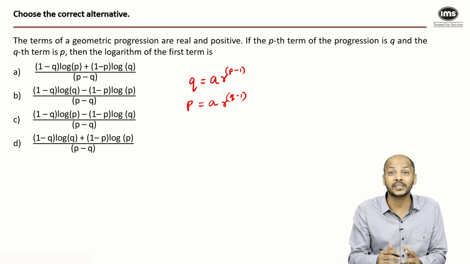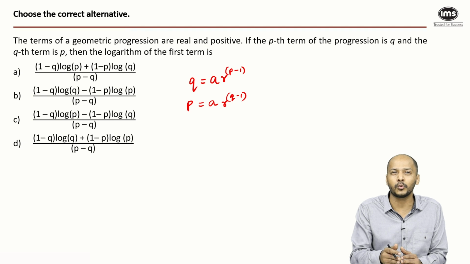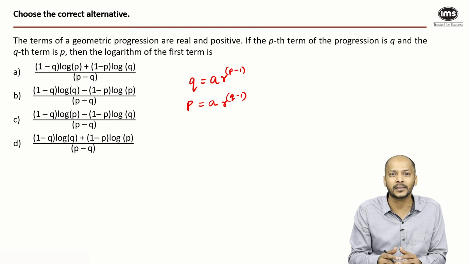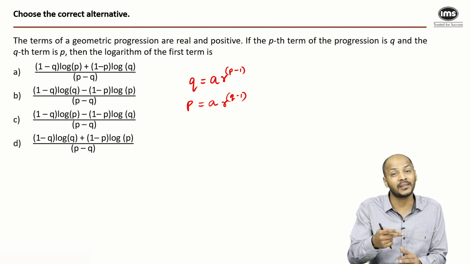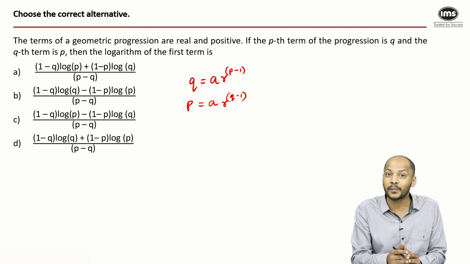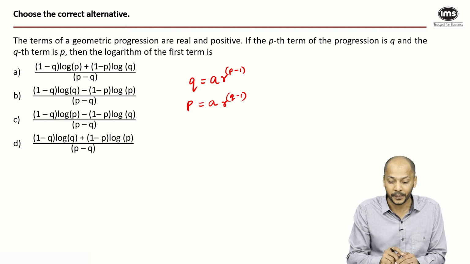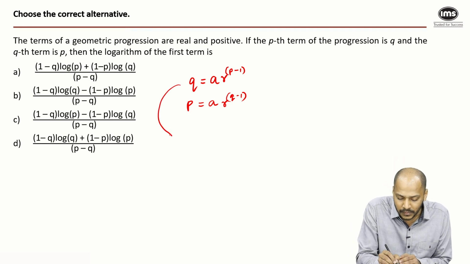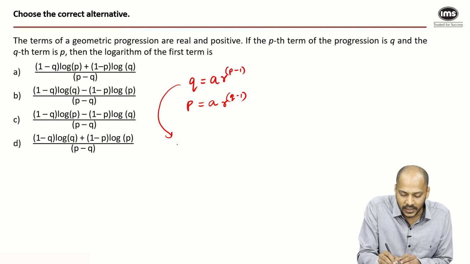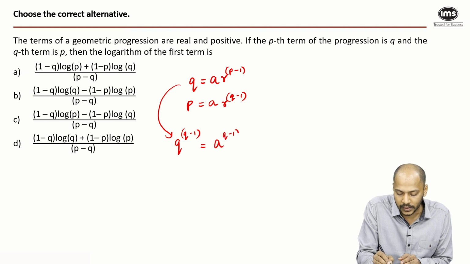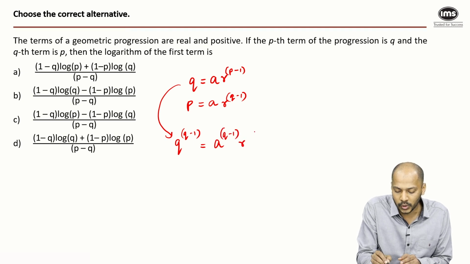Just like we solve simultaneous equations, if a has a coefficient of 2 in one equation and a coefficient of 3 in the other, we multiply both the equations by 3 and 2 respectively. Here this is a multiplicative equation and there are powers involved, so we will raise both the equations to the other power. So raising the first equation to the power q minus 1, this will become q raised to the power q minus 1 equal to a raised to the power q minus 1 into r raised to the power p minus 1 into q minus 1.